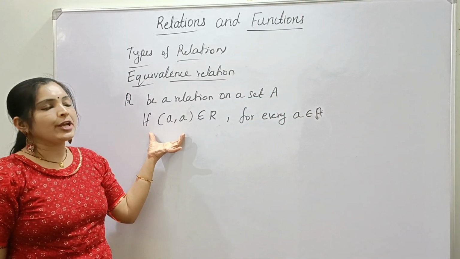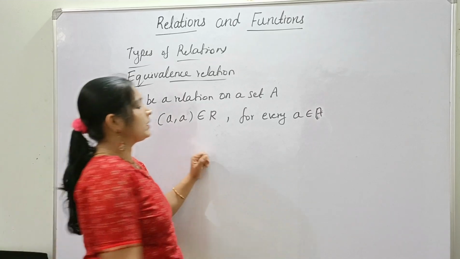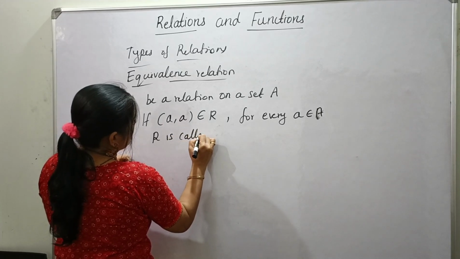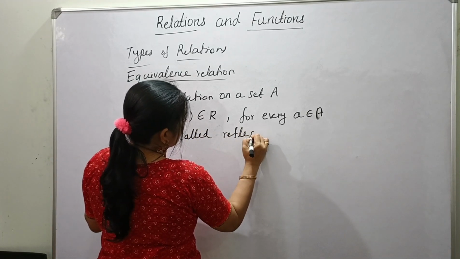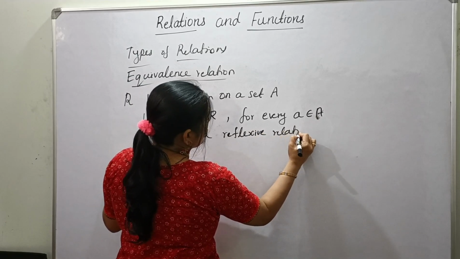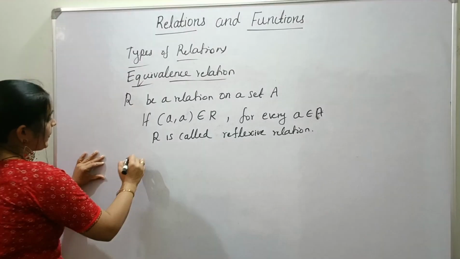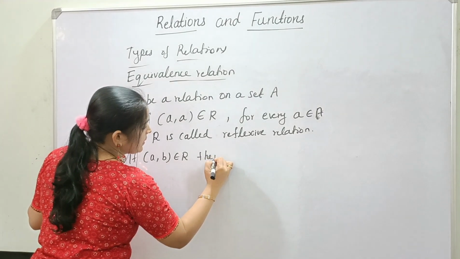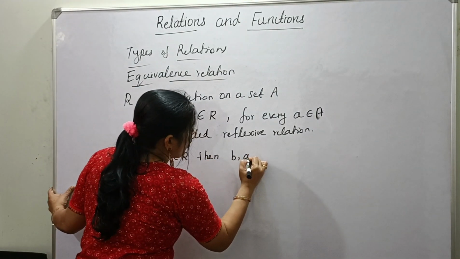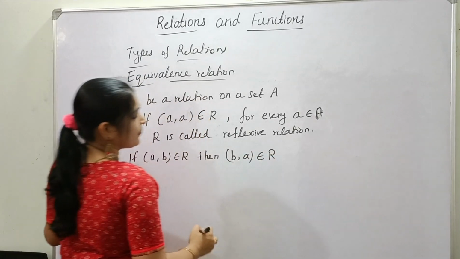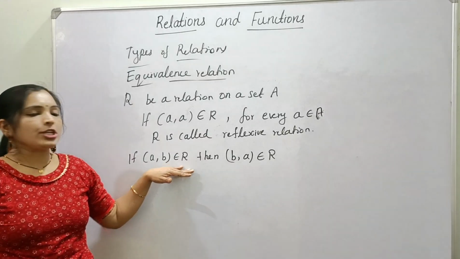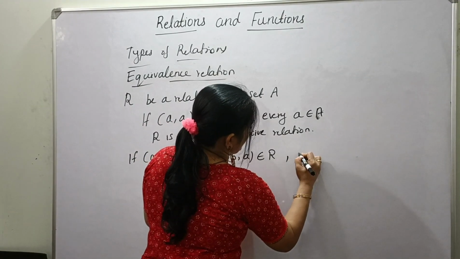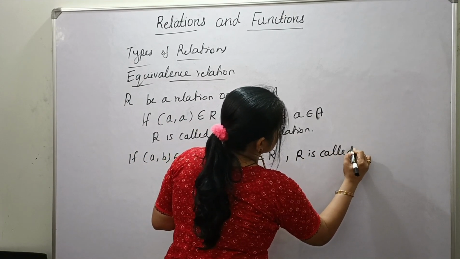Okay, so this relation is called reflexive. Here R is called a reflexive relation. And next, if (A, B) belongs to R, then the ordered pair (B, A) belongs to R. Okay, so this relation is called a symmetric relation. R is called a symmetric relation.